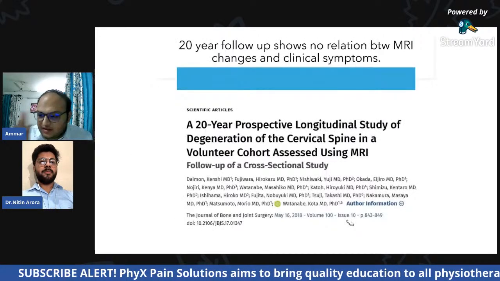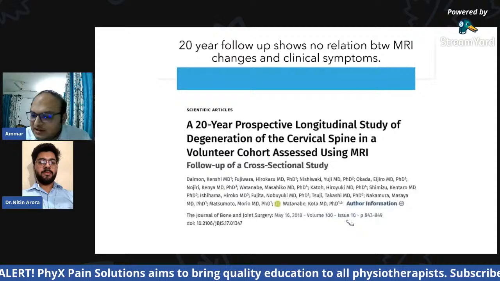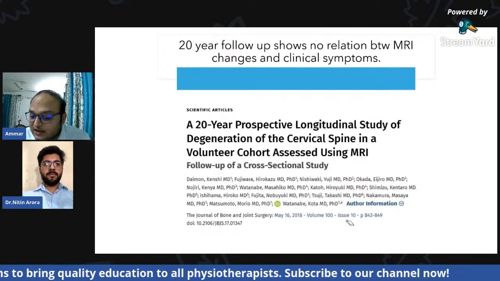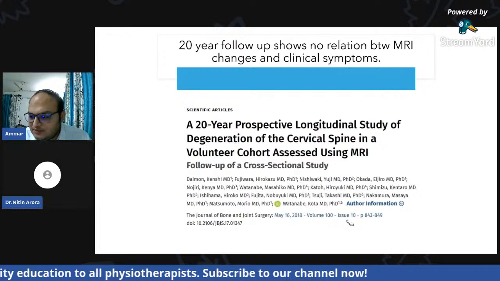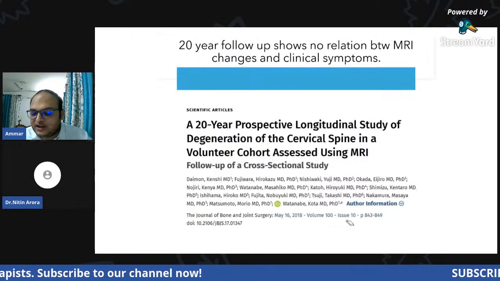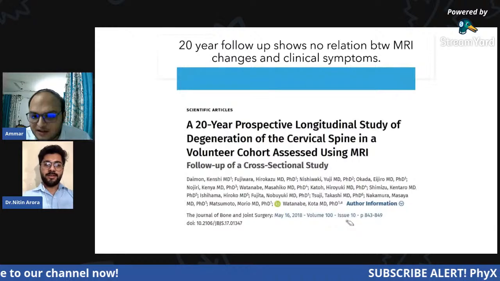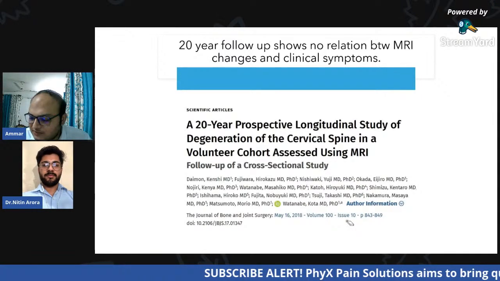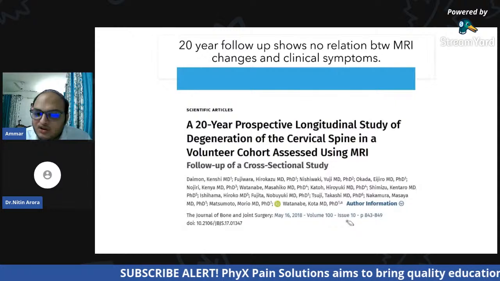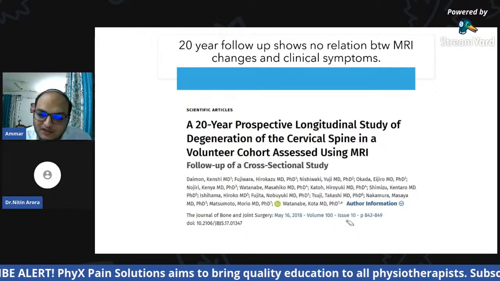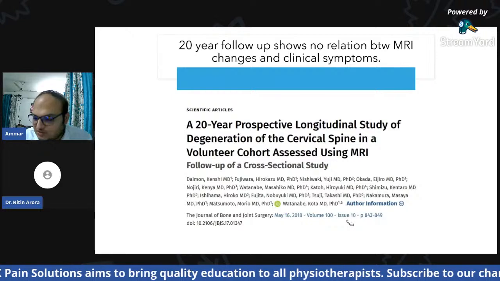Okay, so this is again one study I want everyone to read, and this is very interesting. The reason being is it's a 20 years long study. So for example, if Nitin and I were taken in a study and observed for 20 years, they found that there are changes happening in the cervical spine, okay, but that are not related with any of our pain. It means that they were not related with any of our symptoms. So this is not just a 1 year, 2 year study.